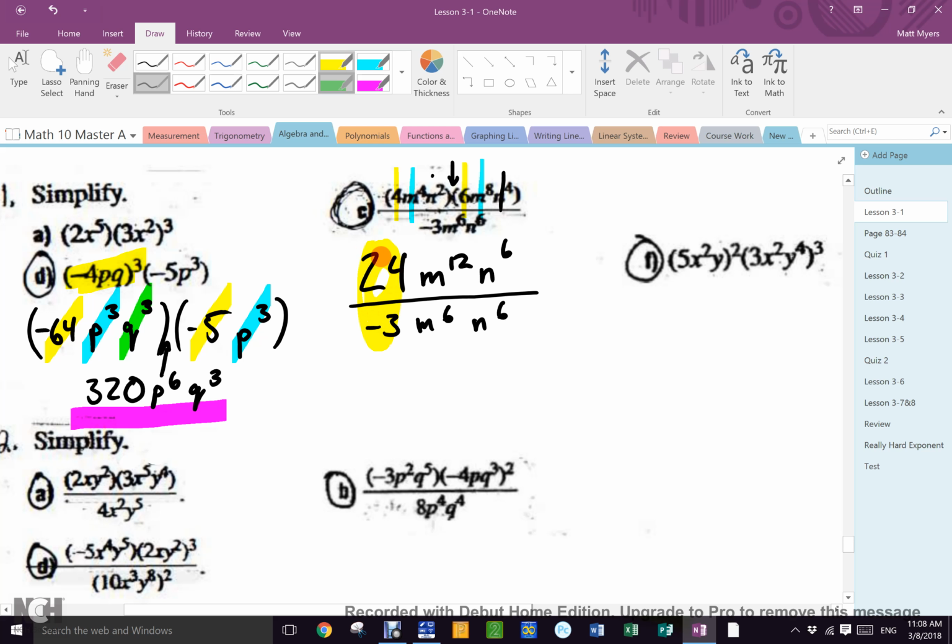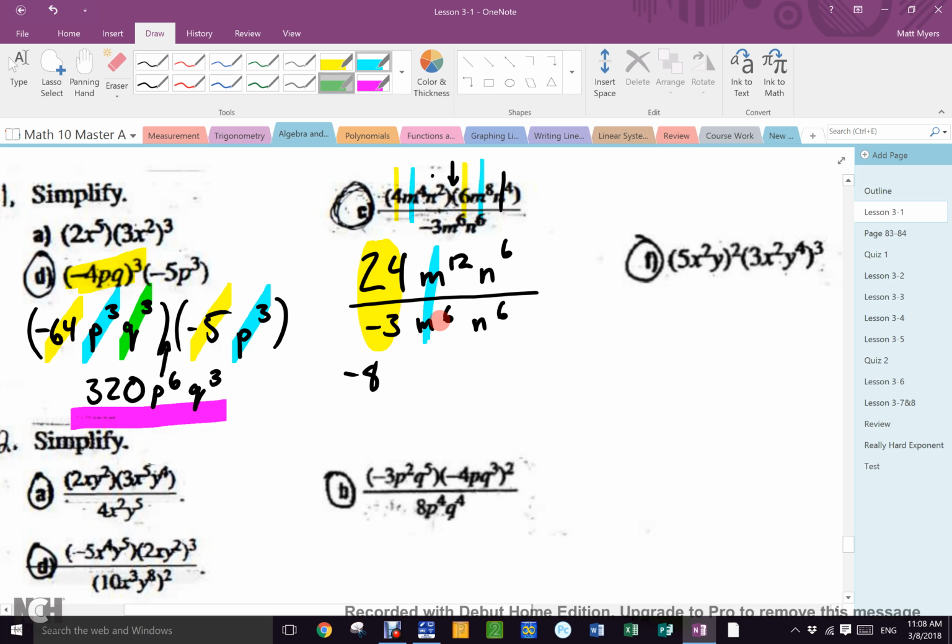What do I do there? Divide, because there's no exponents, are there? What is 24 divided by negative 3? Negative 8! Yes!